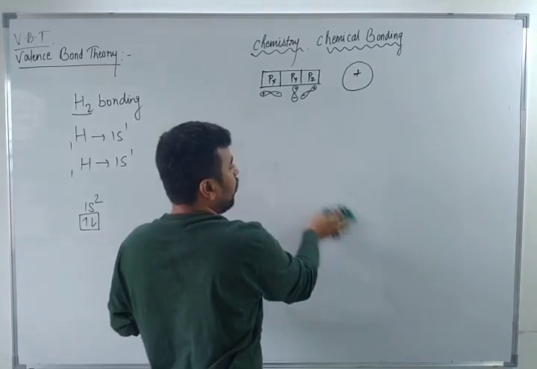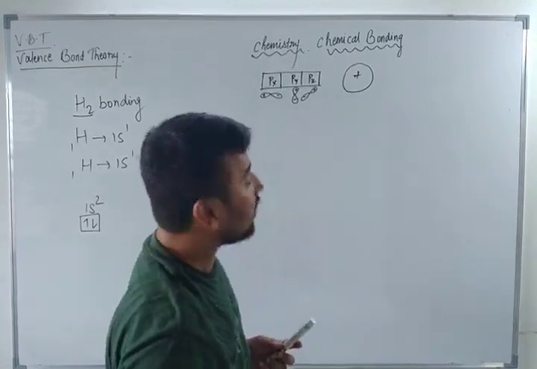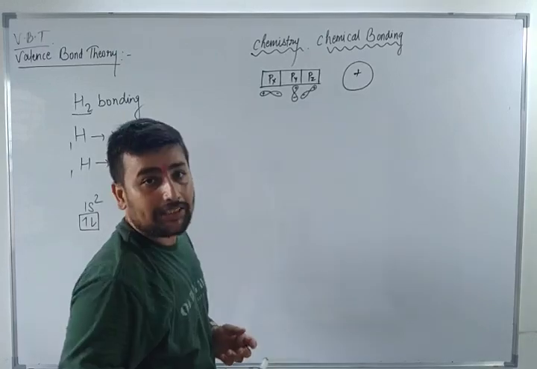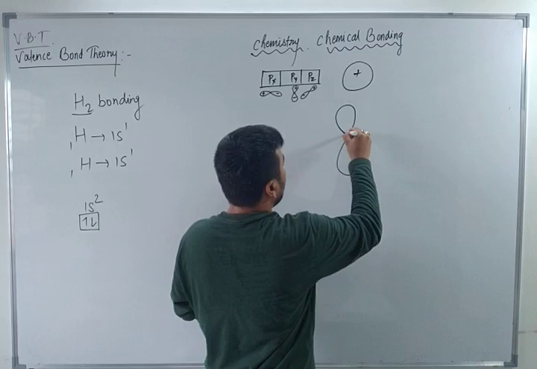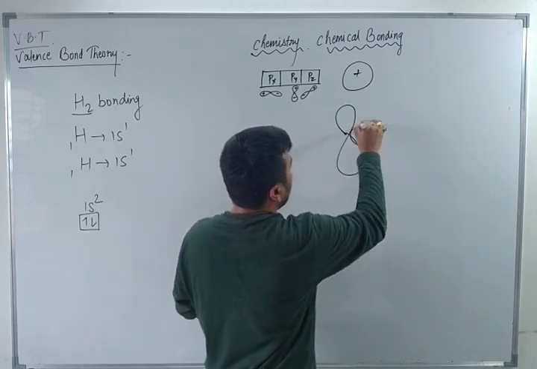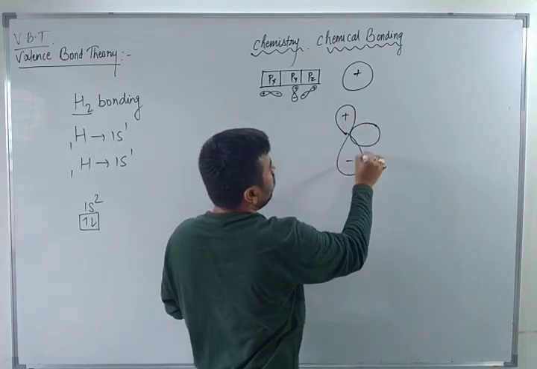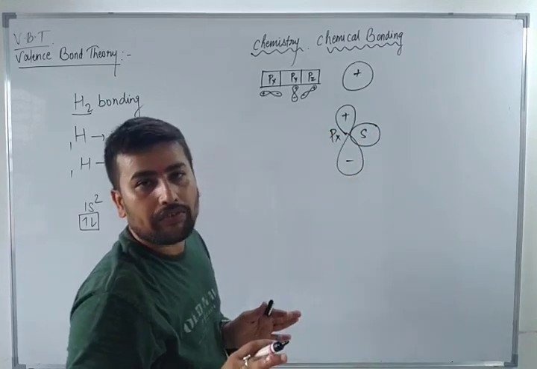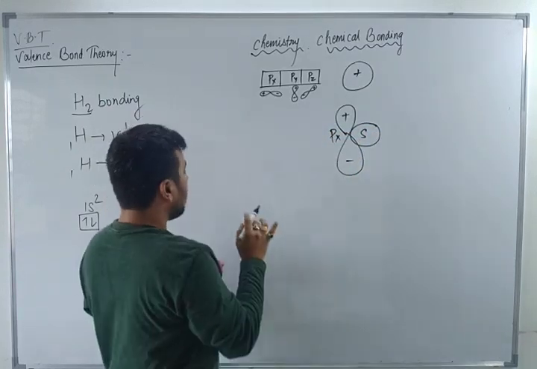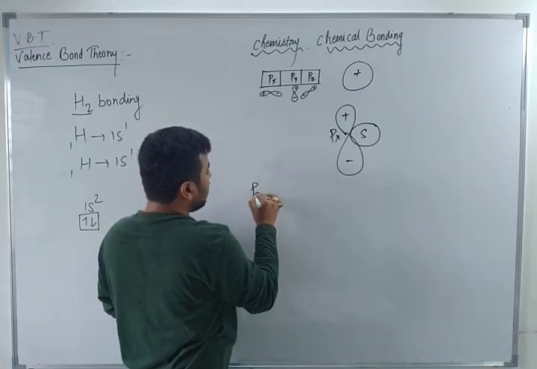Have you understood positive interactions, repulsive interaction, and this zero overlapping? Just suppose this is your P and here is your S. So S orbital and Px orbital, zero interactions.